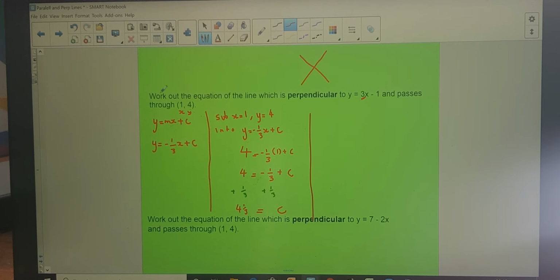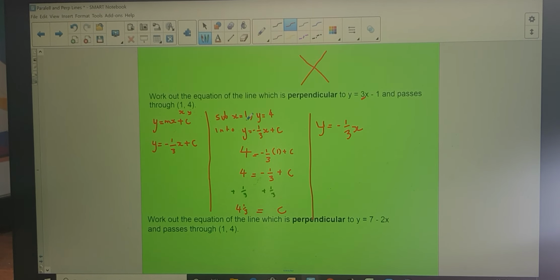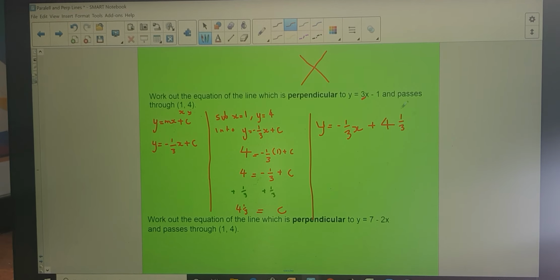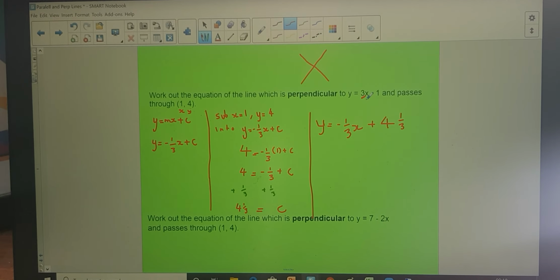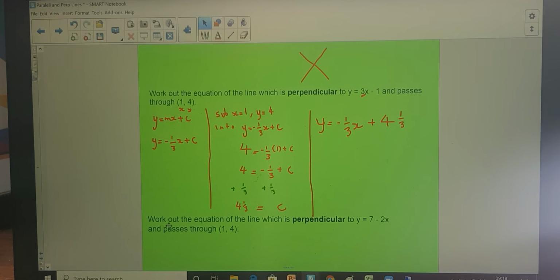Finally, therefore, work out the equation of the line which is perpendicular to that. Well, if it's perpendicular, my gradient is going to be negative the reciprocal of the given line. And I've just worked out by substituting in my coordinate pair that my y-intercept is 4/3. So it looks a little bit more complicated, but the only step that's different is perpendicular, negative the reciprocal. Okay, can you pause the video there and then have a go at the question underneath yourselves?